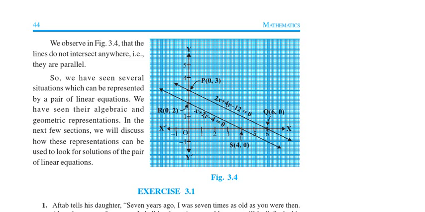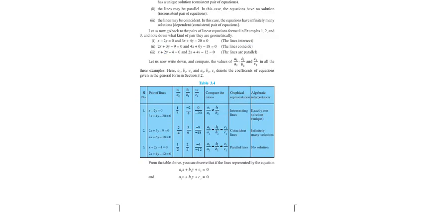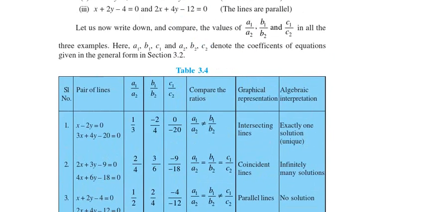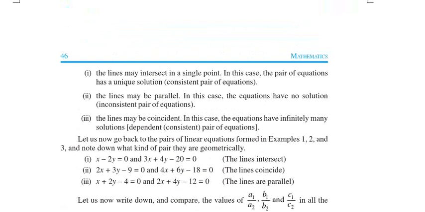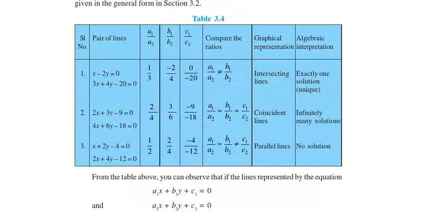For that, we have something called the solvability condition, a process by which we can decide. That is given in your NCERT book, as table number 3.4, and this is, I think, page number 11. Let me check. This is page number 46, not 11. Sorry, 46. This table. So all of you can see the table.